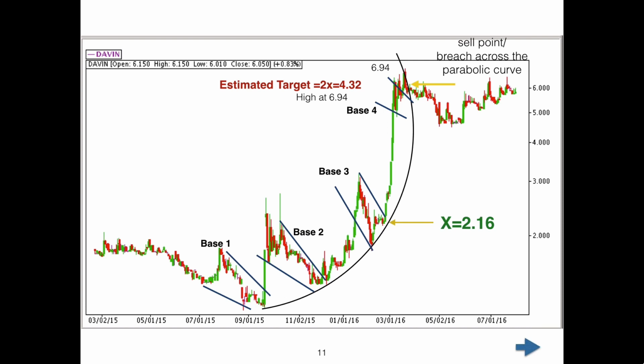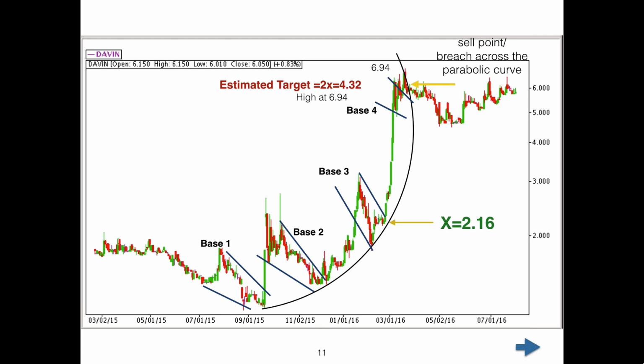Now check out the parabolic curves on the following charts. Davin made a parabolic run whose base 1 was completed in September 2015. We find the 3 basing out patterns with the X at the end of base 3 at 216. By definition, in a parabolic curve, the target for a parabolic run is estimated at 2 times X or higher. From this base 3, it pivoted at X and price made a run up to 694. That is more than triple from X.